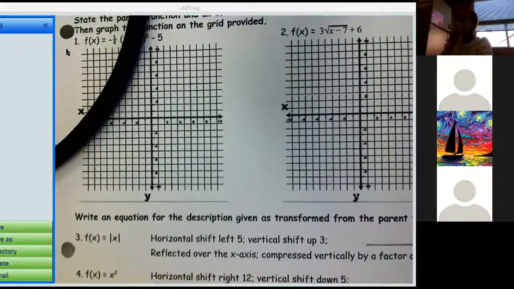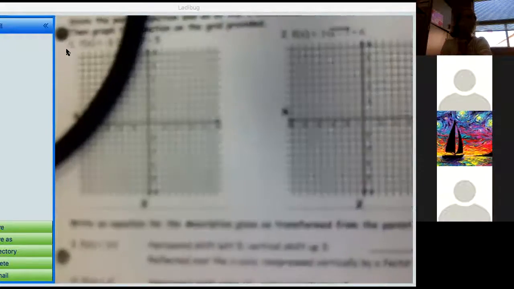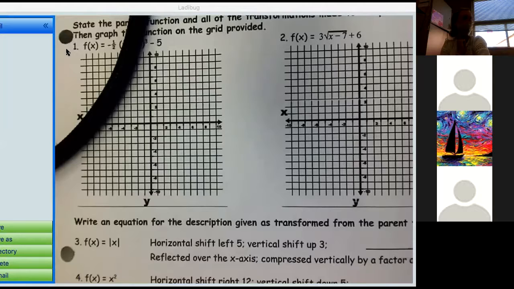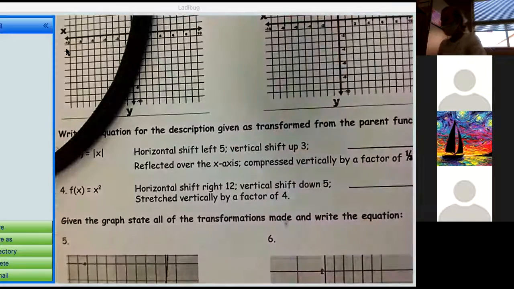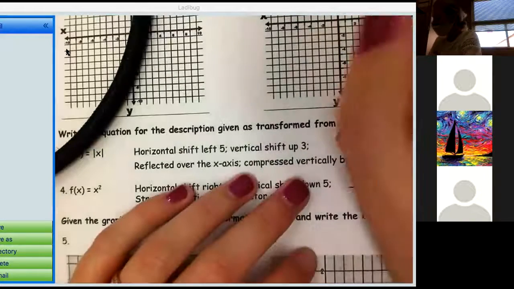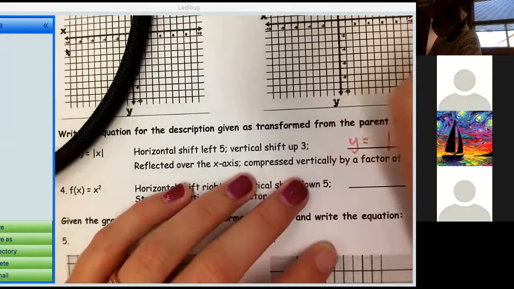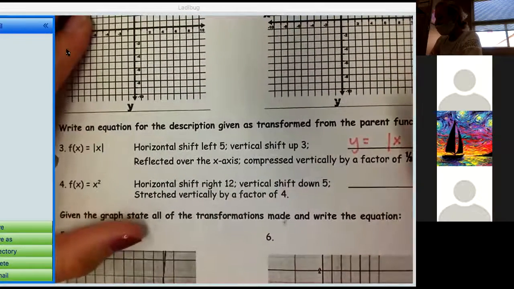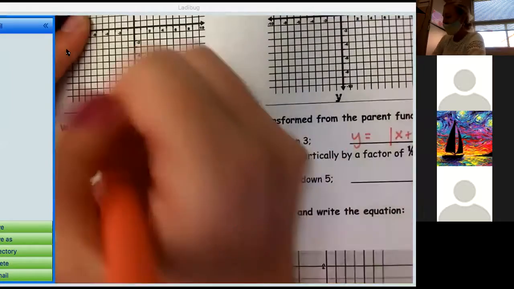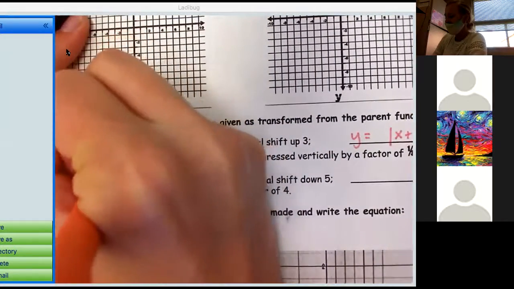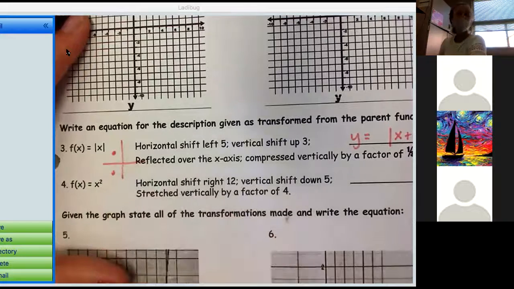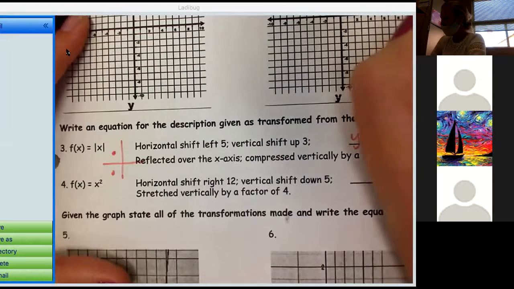So I think I need to do 1 and 2 and 5 and 6. Are y'all good if I just write the answers for 3 and 4 real quick and you check them? Okay. For 3, let's see, it's absolute value. So y equals absolute value, x should be inside. Then it says left 5, so plus 5, up 3, and reflected over x. So watch what I'm doing. That would be a vertical reflection, right? Okay, so that goes on the outside and compressed by a third, so negative 1/3.